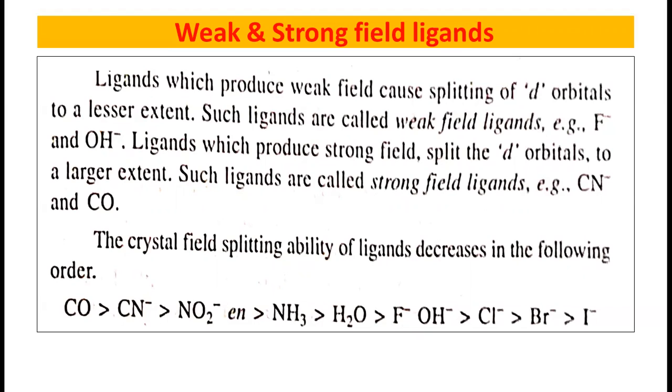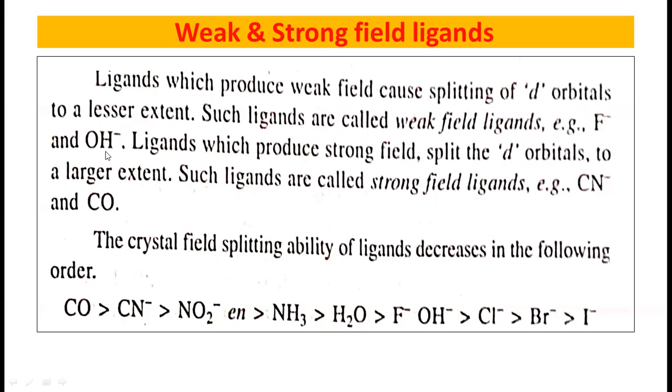So therefore we can say that ligands which produce the weak field cause splitting of d orbitals to a lesser extent. It means that these ligands do less crystal field splitting of the d orbitals. And generally such ligands are called weak field ligands. So what are examples of the weak field ligands? Fluoride, hydroxo, chloro, bromo. Such ligands produce a weak field around the central metal ion.